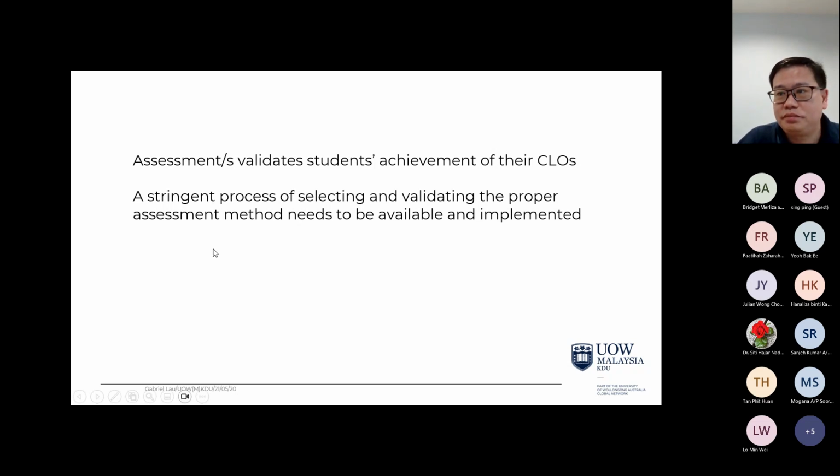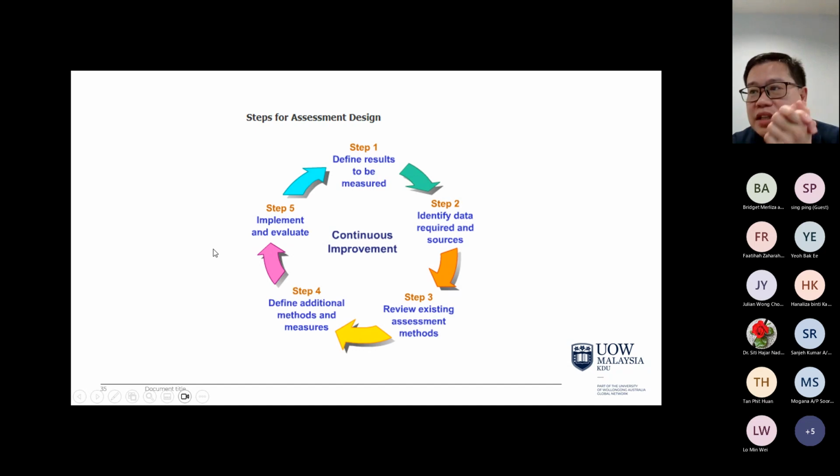Okay. So steps for assessment design. So how do you do assessment over there? I think the first thing we need to understand is what do we do? How do we do it? So number one, define results to be measured. What do you want to measure? Okay, so you want to measure comprehension. What do you want to measure itself?